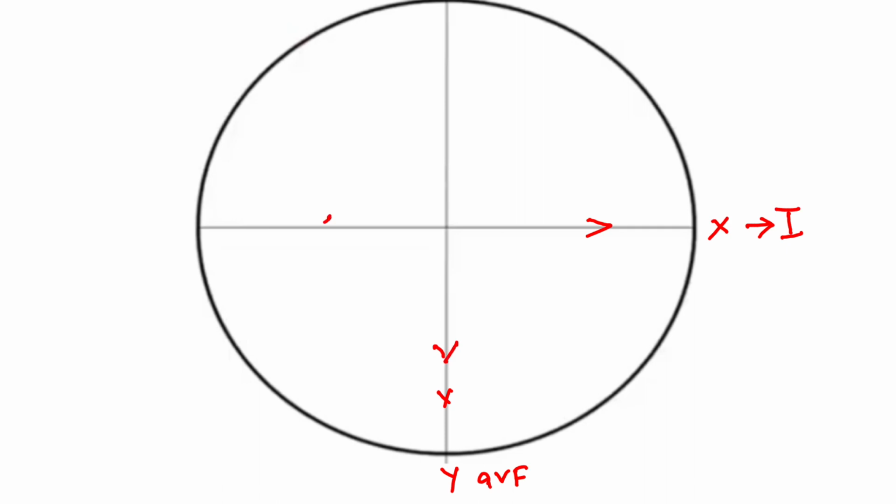this direction will be depicted by minus lead 1, and this will be depicted by minus lead AVF, because the direction of the vector is opposite to the direction of AVF. That's why we are writing minus AVF, and the direction of this is opposite to the direction of lead 1. That's why we are writing it as lead minus 1.